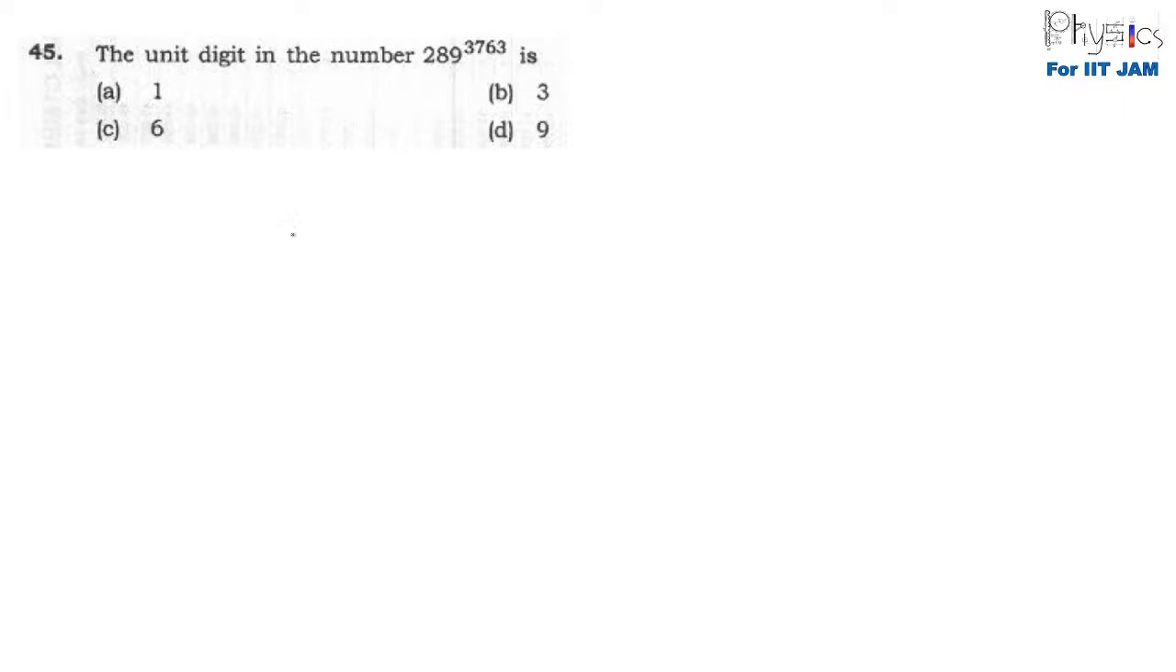So first of all, what is this unit digit? Unit digit means unit place. That is, if we have the number, suppose 725, the unit digit here is 5. This is the unit place or unit digit. So you are asked to find the digit in the unit place, right?